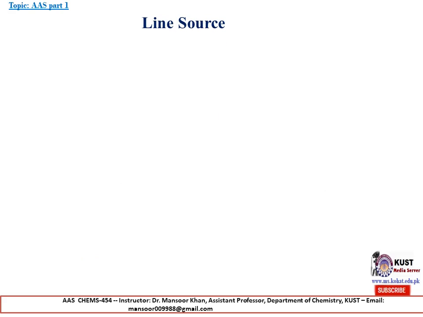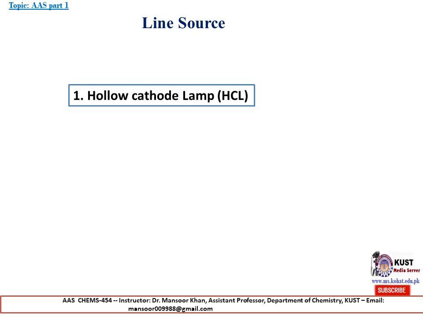We were discussing the line source which is used as an excitation source in atomic absorption spectroscopy. The line source which is most widely used in atomic absorption spectroscopy is the hollow cathode lamp, which is abbreviated as HCL. Hollow cathode lamps are of different types.